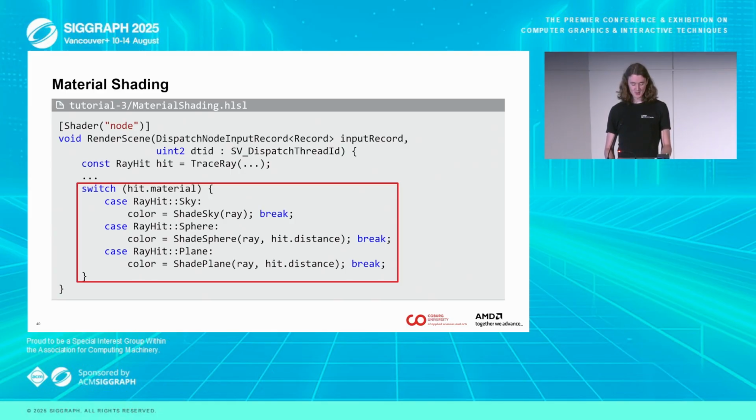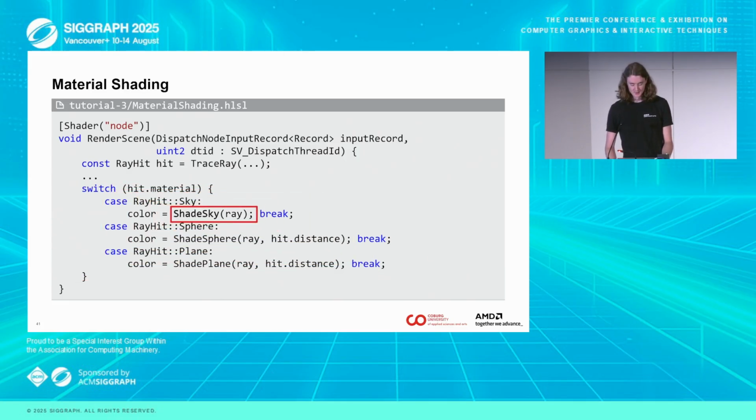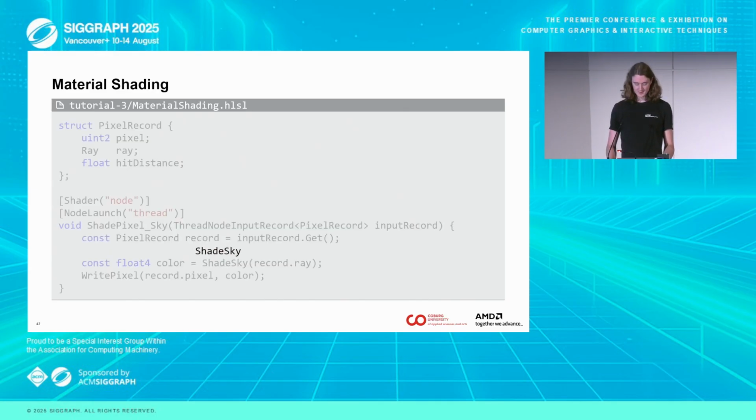So how can we solve this? Well, one idea would be, okay, if we have all these different material shading functions, for example, sky, sphere, and plane, let's just move them out to different nodes, because then if we run these nodes, they would run together, and we don't have the thread divergence anymore. So let's just do this with the example of the shade sky function.